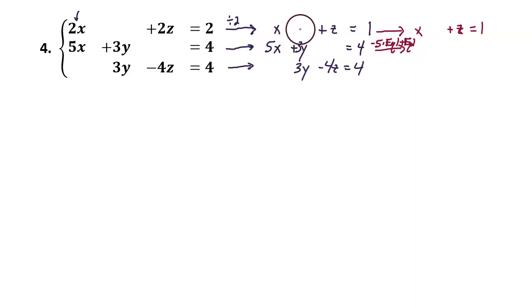Negative 5 times nothing is nothing. And then when you add your 3y, there's still a 3y. Negative 5 times z is negative 5z. When you add the blank spot, it makes negative 5z. Negative 5 times 1 is negative 5. And negative 5 add the 4 is negative 1. I'm going to draw an arrow and make no changes to the third equation.